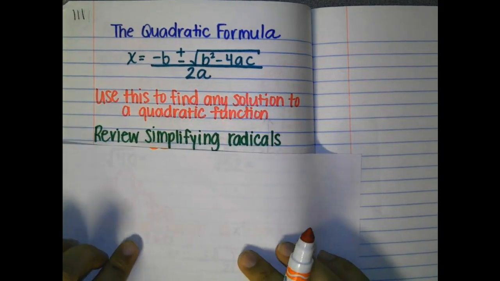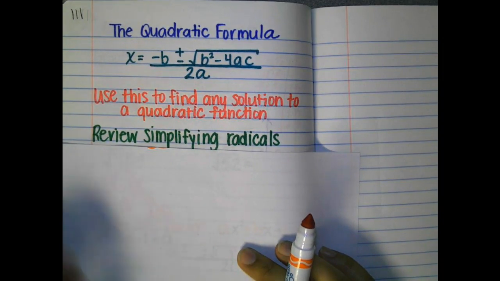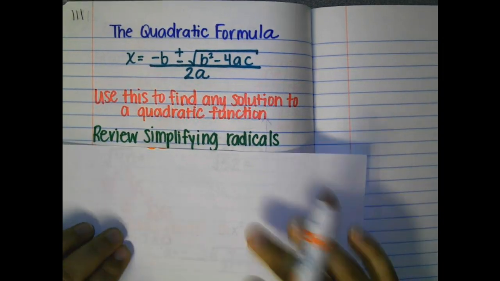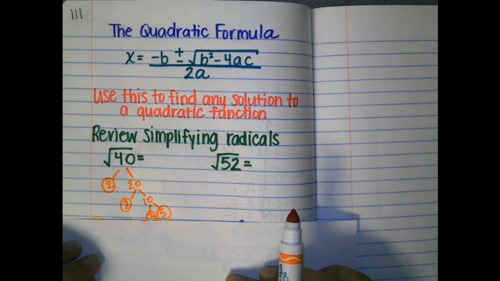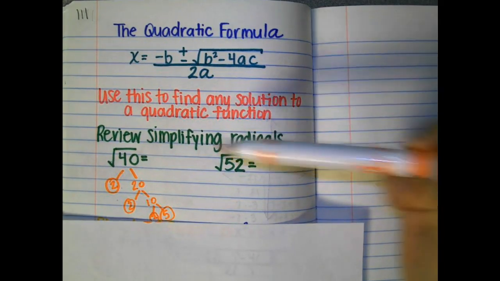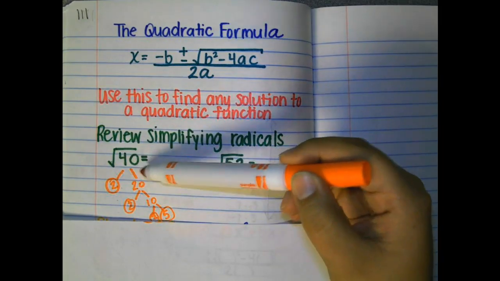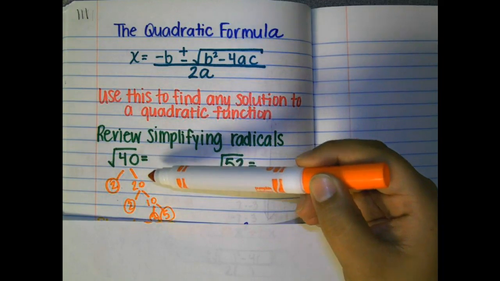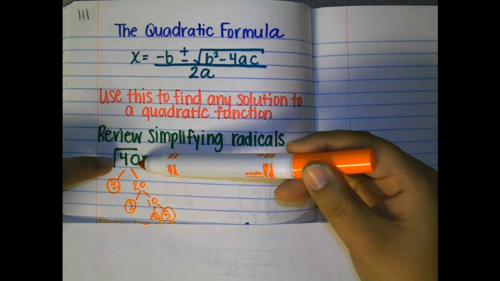Before we get started with an example of the quadratic formula, I want to go ahead and review simplifying radicals. I messed up on a previous video, so I had already done this part, but I'm going to go ahead and explain it since you haven't gotten the explanation. When we simplify radicals, we start off with a radical such as square root 40. You can use the factor tree to factor out the prime numbers for the one that's inside your square root.